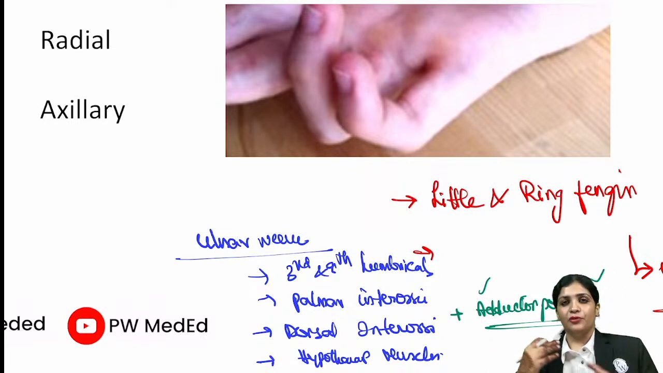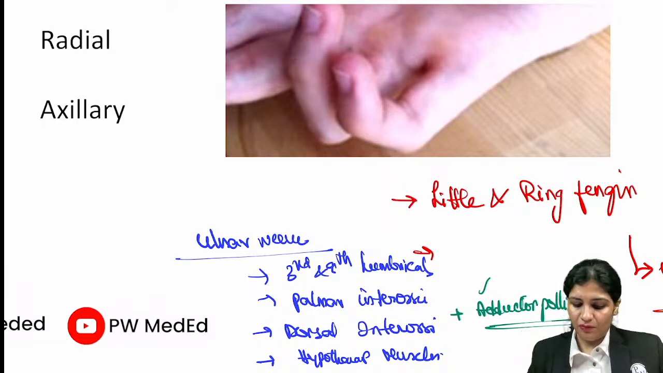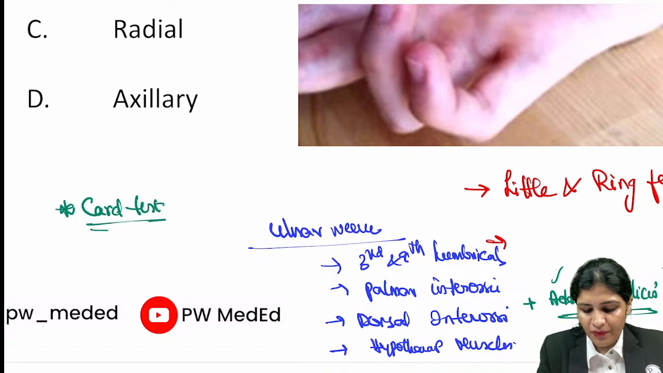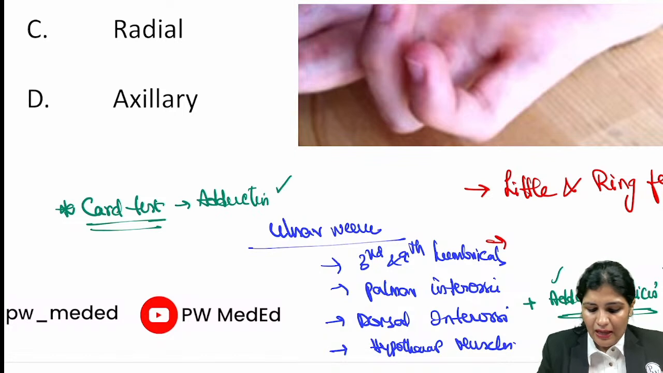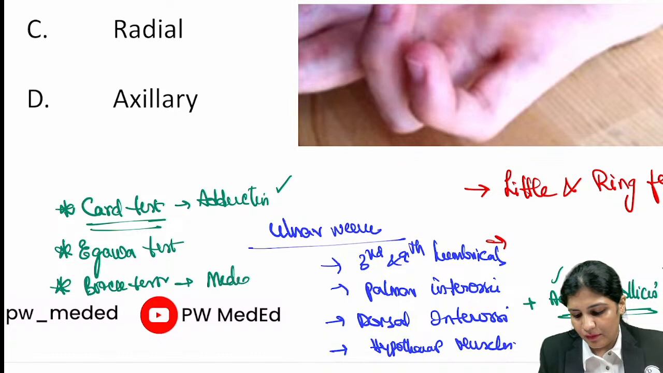So here will come your Froment sign, here will come your card test. What are the various tests where the ulnar nerve is tested? The first one is your card test. In the card test, you test the adduction, right? And then you have your Igawa test, and then you have your book test. But the book test is mainly for your median nerve.